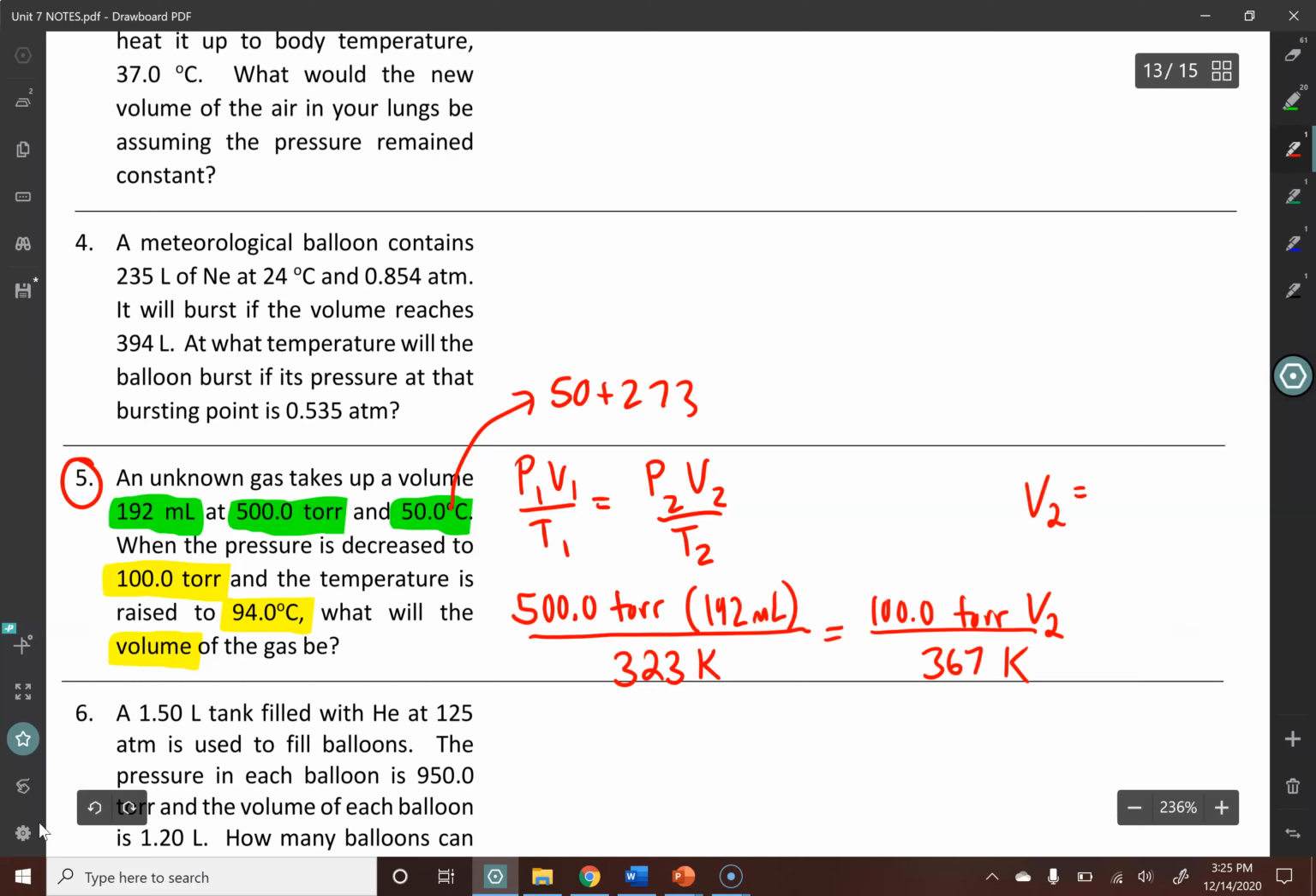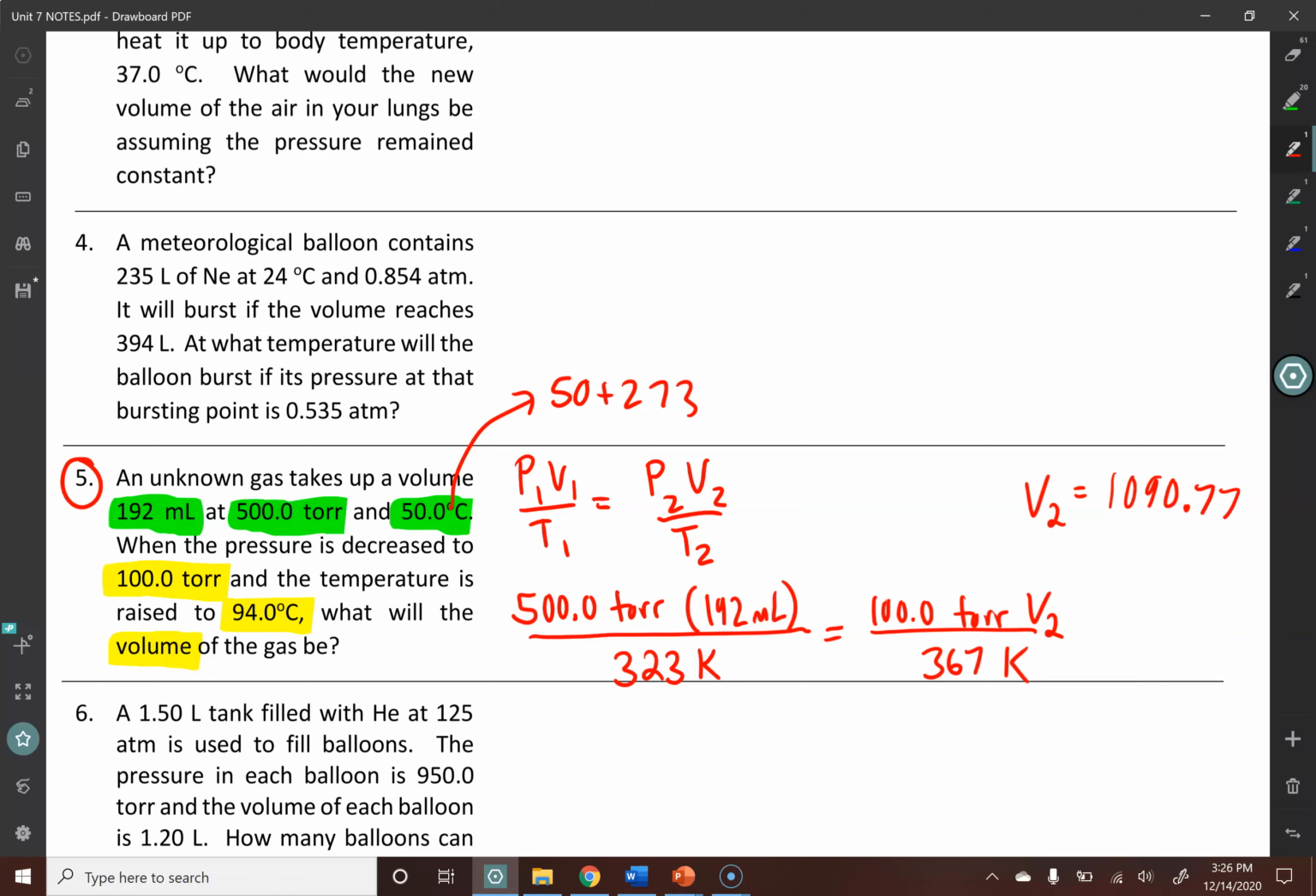Go ahead, pause the video, grind through the math, and solve for V2. All right, so I take 500 times 192, then multiply by 367, then I can divide it by 100, divide by 323, and that should give me my answer for V2. So let's just see what the calculator gives you. We'll deal with sig figs. I got 1090.77.